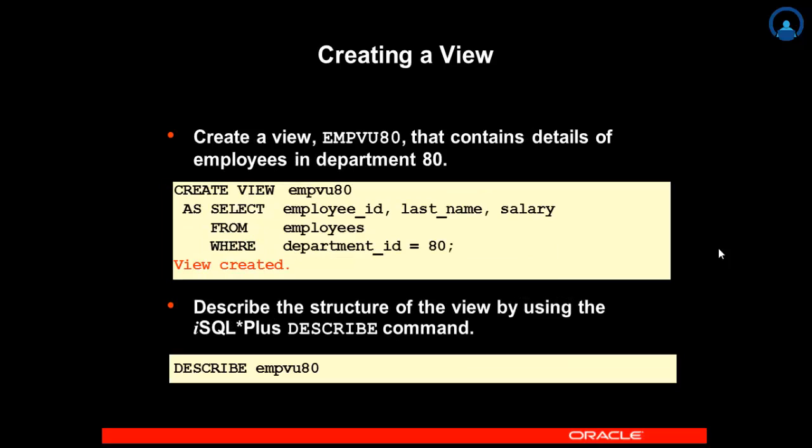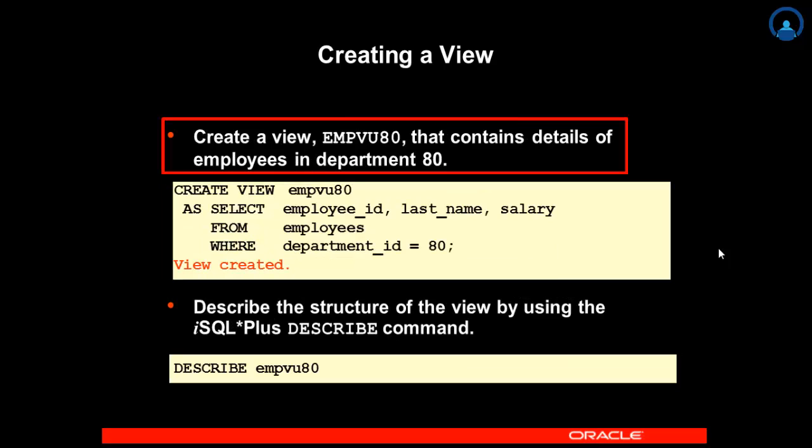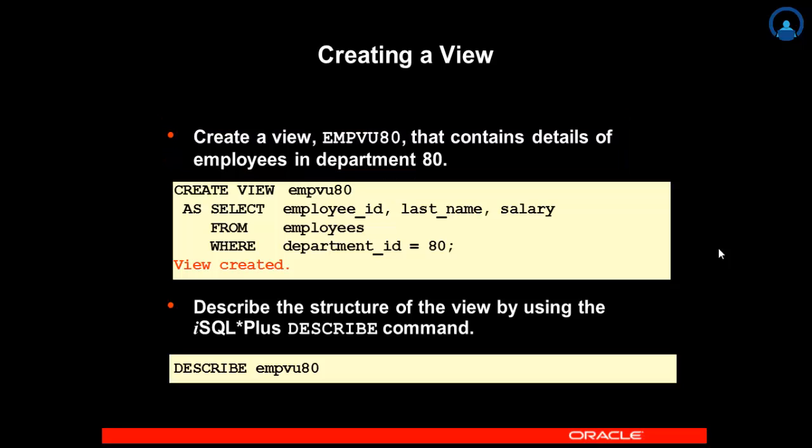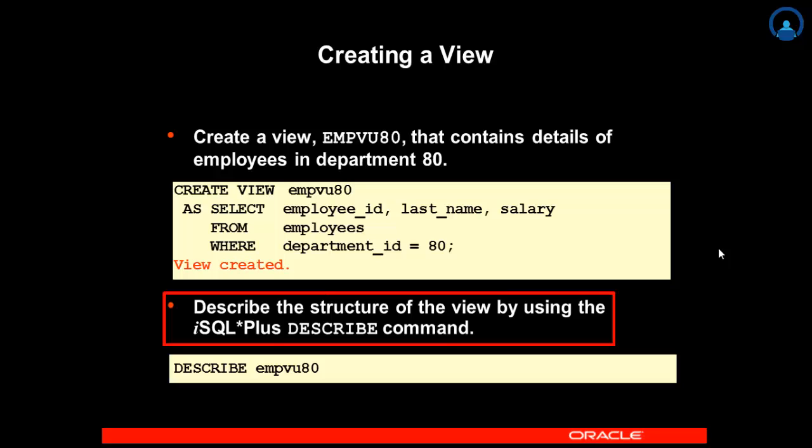The example on the slide creates a view that contains the employee number, last name and salary for each employee in department 80. You can display the structure of the view by using the DESCRIBE command. The syntax is: CREATE VIEW empview80 AS SELECT employee_id, last_name, salary FROM employees WHERE department_id = 80; and you can use the describe command as DESCRIBE empview80.